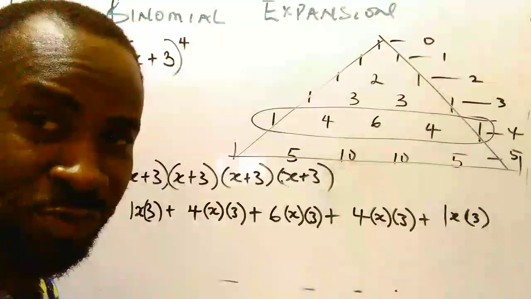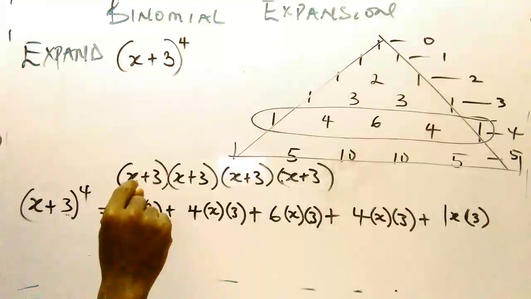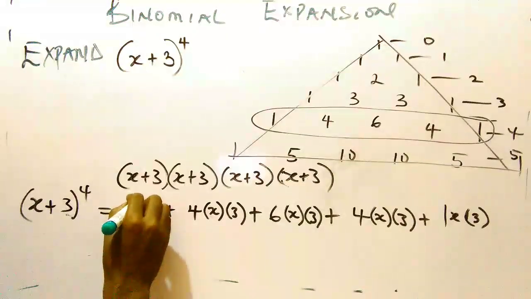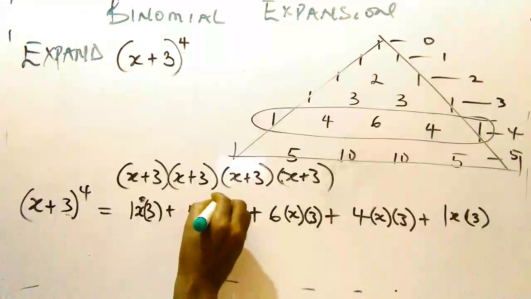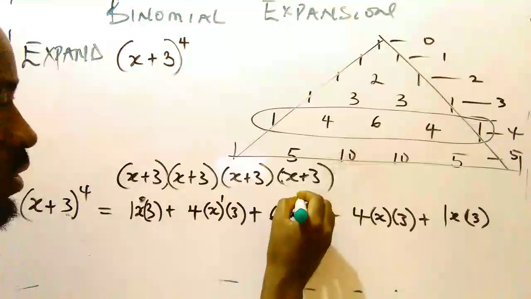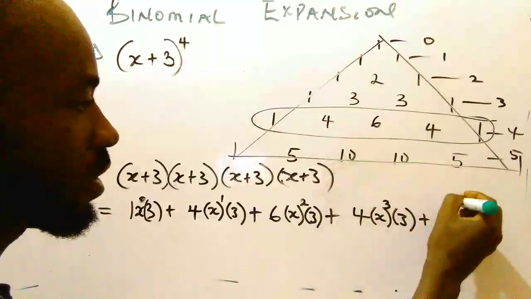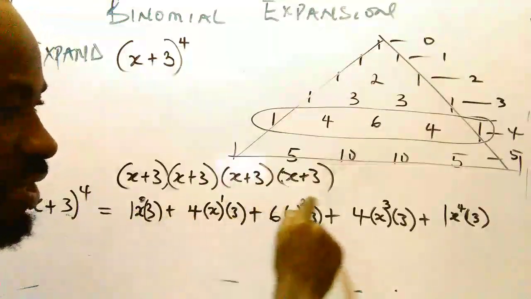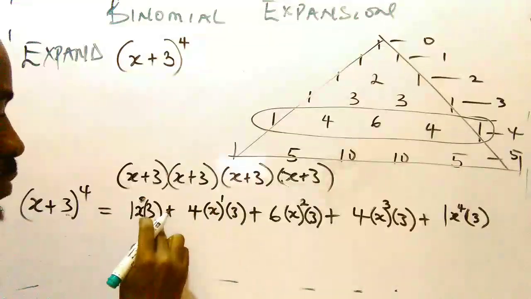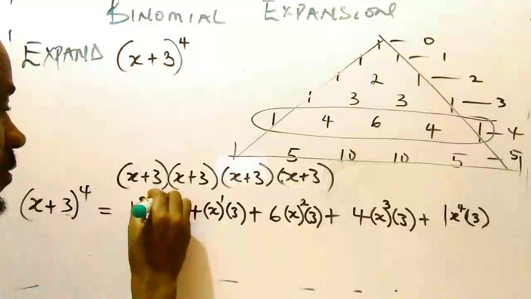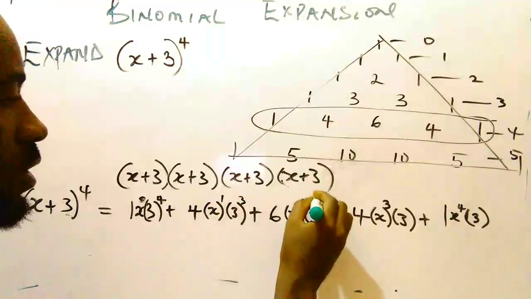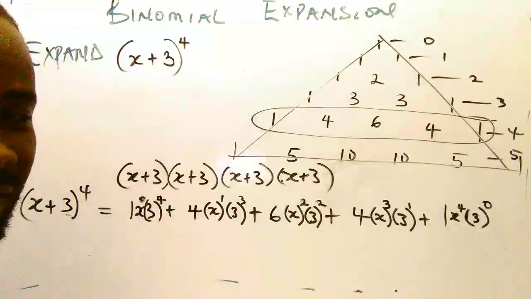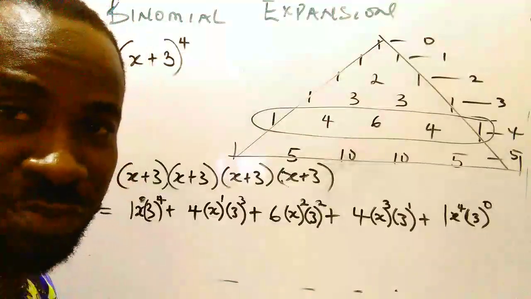Now the next thing to do is you are going to ascend the powers of each of them. So for x, I'll start with 0. I'm ascending the powers, okay? 0, 1, 2, 3, 4. So as I'm ascending the powers of x, I'm going to descend the powers of 3. So 3 will start from 4, 3, 2, 1, and 0. Can you see that? Once you have done it this way, your job is almost done.